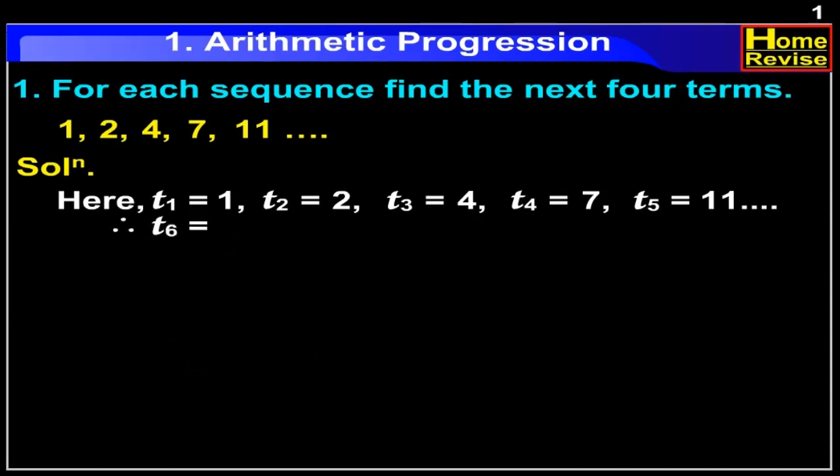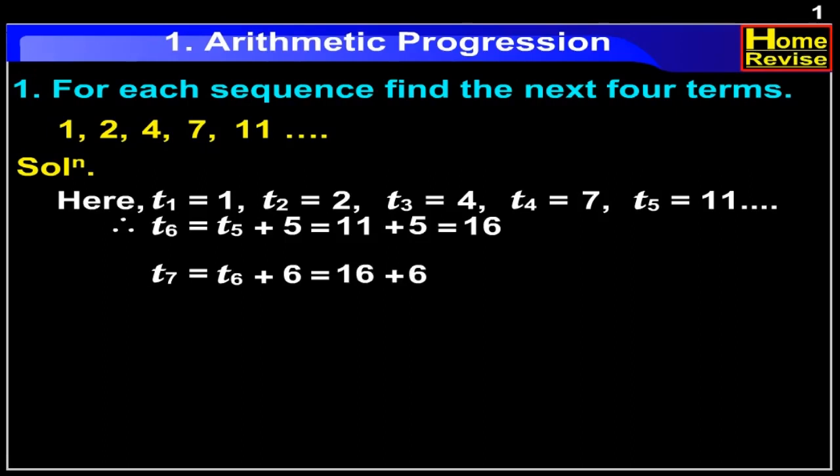Therefore, T6 is equal to T5 plus 5 is equal to 11 plus 5, which is equal to 16. Similarly, T7 is equal to T6 plus 6 is equal to 16 plus 6, which is equal to 22. T8 is equal to T7 plus 7 is equal to 22 plus 7, which is equal to 29.